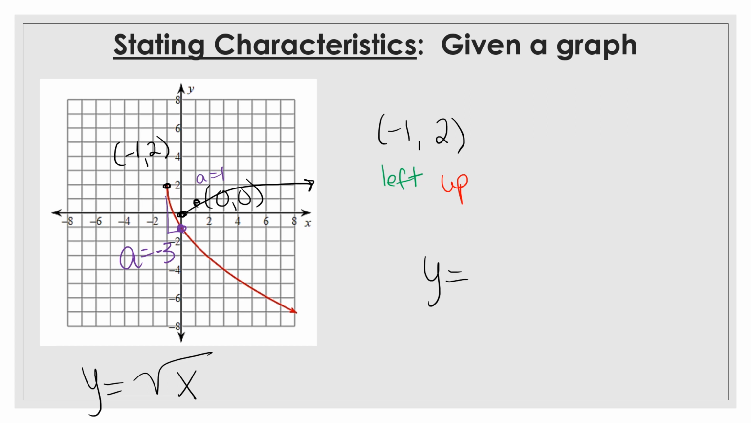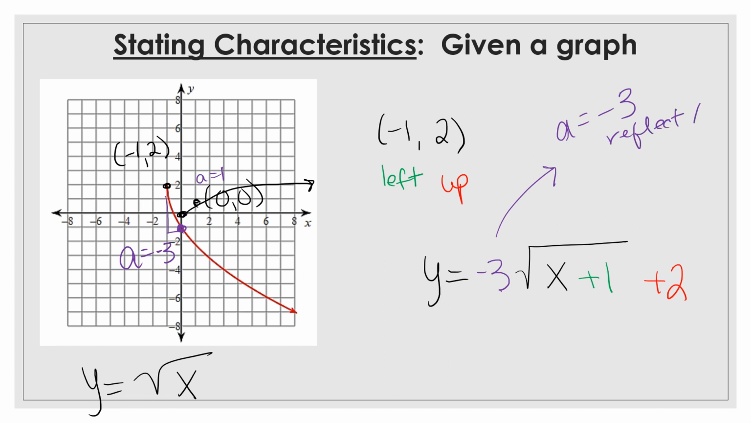So y equals our a value, -3. It reflects and it stretches, times the square root of x, and then minus -1 becomes +1 under your radical, and then +2 on the outside. And we'll just make a note that our a value equaled -3, so it not only reflected over the x-axis, but it also, I'm going to abbreviate, has a vertical stretch of 3.